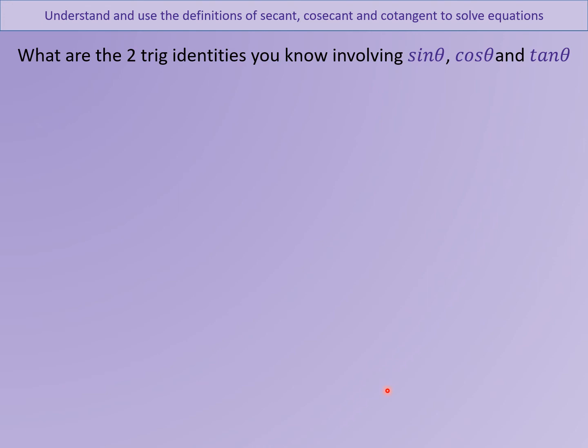Right, so what are the two trig identities you know involving sine, cos, and tan? So the two trig identities. Okay, so again, pause if you're not 100% sure, we give a bit of thinking time, but it shouldn't need long because we actually just use them at the start of the lesson. So for sine theta, cos theta, and tan theta, the only two trig identities you know from year 1 are sine squared plus cos squared equals 1 and tan theta equals sine theta over cos theta. Those are the two you did in year 1.